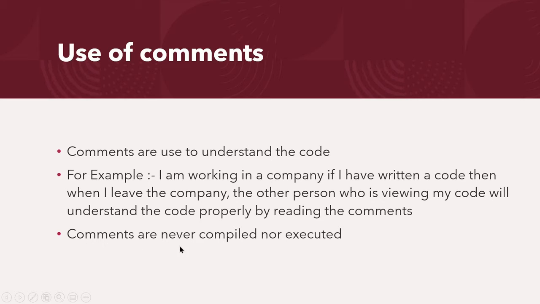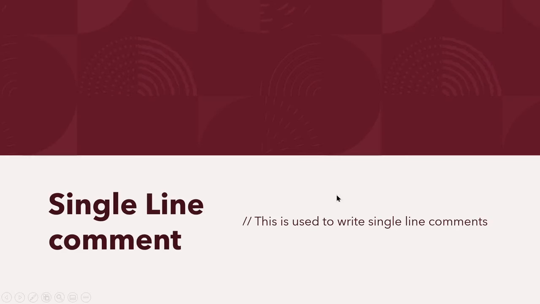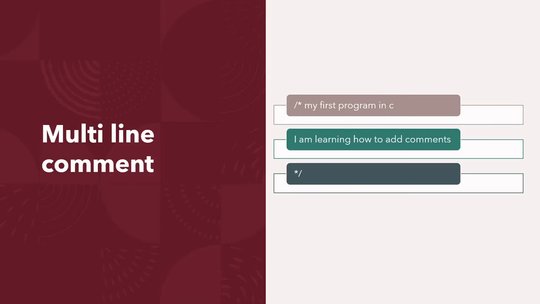Now, comments are never compiled nor executed. So, you cannot see the output of what you have written in the comments. Now, let's see the single line comment. Single line comments are used when you need only one line to show what the code is doing. This symbol is used to give single line comments.